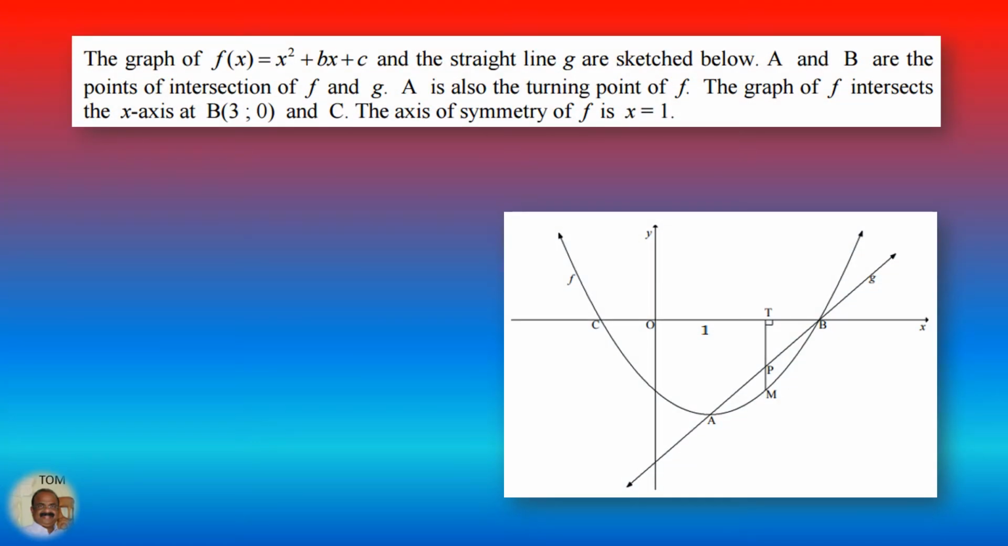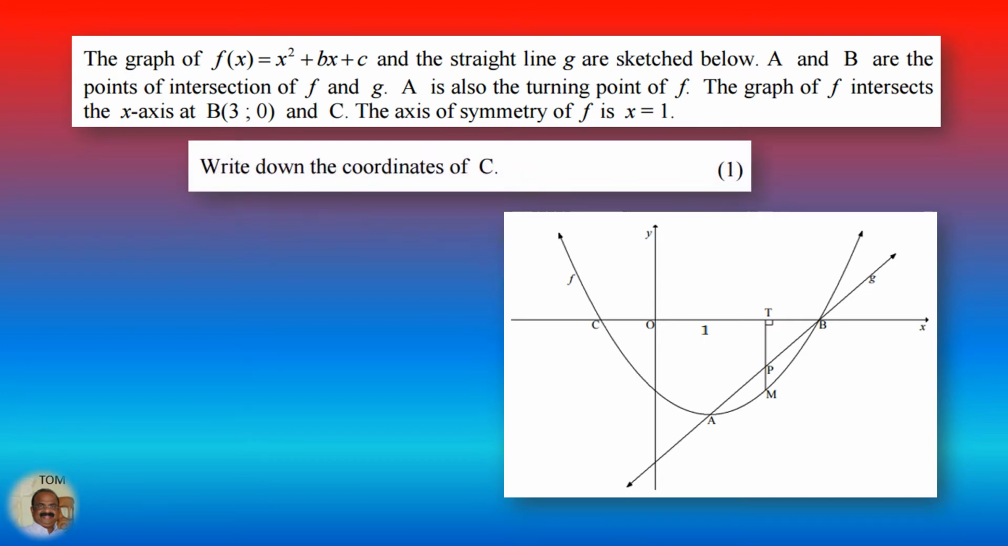Now we have a graph of a parabola and a straight line. We have the point B (3, 0). The axis of symmetry of f is x equal to 1. What's our question? Write down the coordinates of the point C. Just 1 mark.